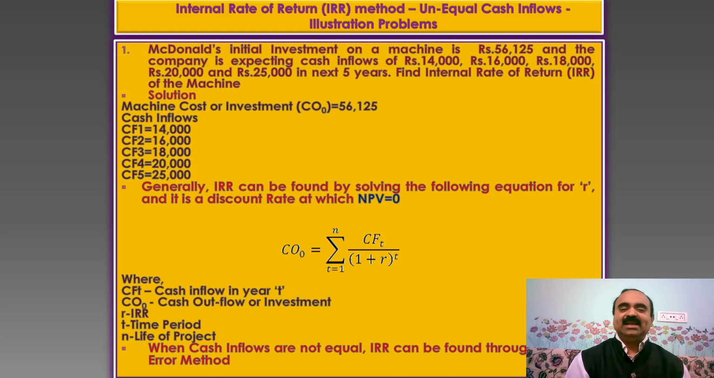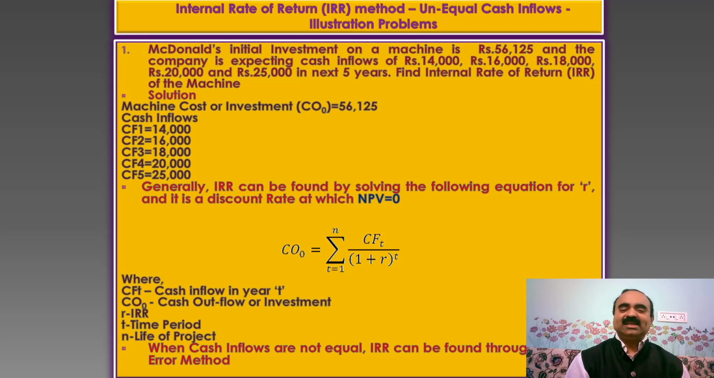McDonald's initial investment on a machine is rupees 56,125 and the company is expecting cash inflows of rupees 14,000, rupees 16,000, rupees 18,000, rupees 20,000 and rupees 25,000 in the next 5 years. Find internal rate of return IRR of the machine. Let us now write down the steps.